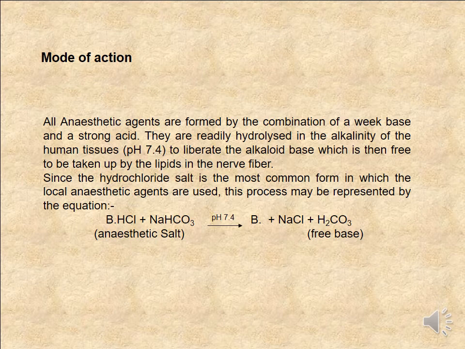What is the mode of action of local anesthetic drugs? All anesthetic agents are formed by a combination of a weak base and a strong acid. They are readily hydrolyzed in the alkalinity of the human tissue. The pH of human tissue is 7.4, which is more alkaline than acid, to liberate the alkaloid base, which is then free to be taken up by the lipid in the nerve fibers. Since the hydrochloride salt is the most common form in which local anesthetic agents are used, this process may be represented by the equation: the anesthetic salt with hydrochloric acid plus NaHCO3, sodium bicarbonate, at the pH of the body 7.4, releases the anesthetic base and forms sodium chloride and H2CO3, which is carbonic acid.